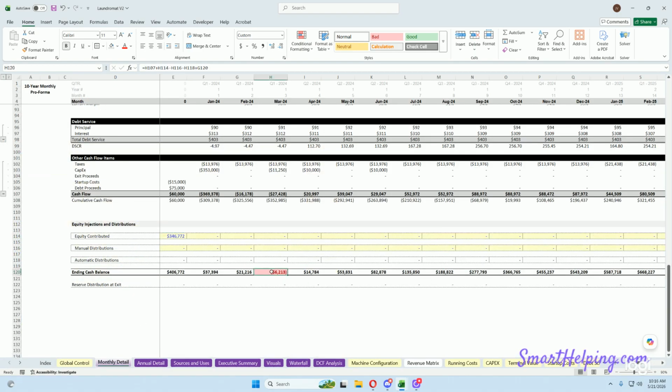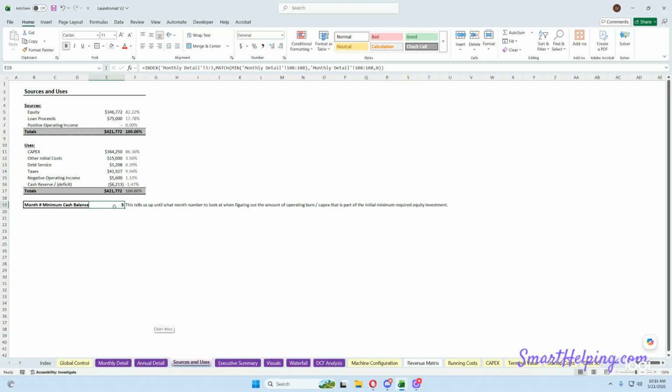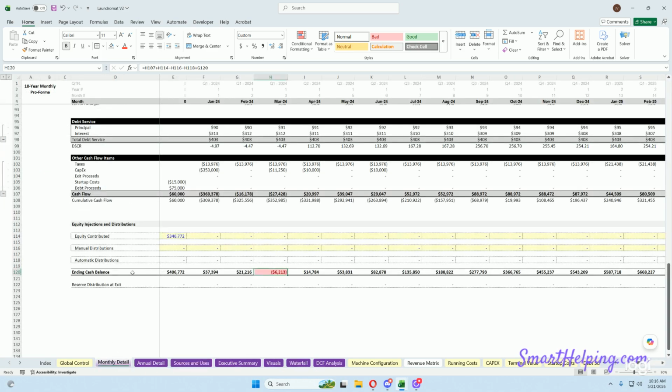We need a little bit more cash now, but you'll see now our min cash is in month 3. Here's our equity, which is too low, and you can see here's a cash reserve deficit, so we haven't put enough equity in, so we actually are short. So I'd come in here and put a little bit more.